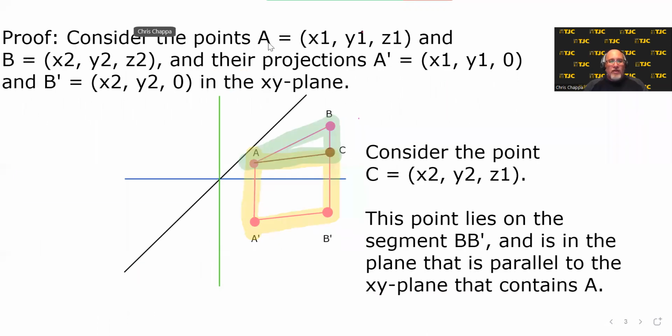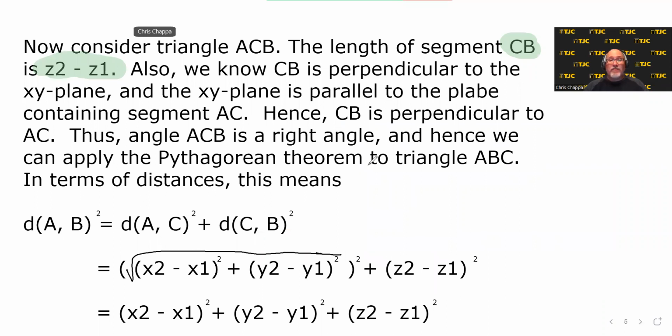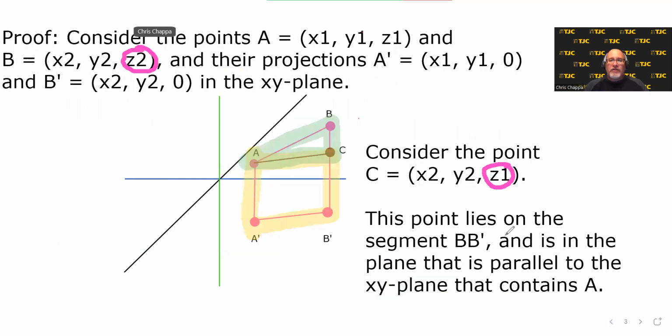The length of the segment over here. Well, we know that the Z coordinate of C is Z1 and the Z coordinate of B is Z2. And we're basically measuring distance in one dimension now. And so the distance is just the difference in their Z coordinates. So the length of side CB is Z2 minus Z1, which we have highlighted in green. Also, we know that CB is perpendicular to the XY plane. CB, this segment here, is perpendicular to the XY plane.